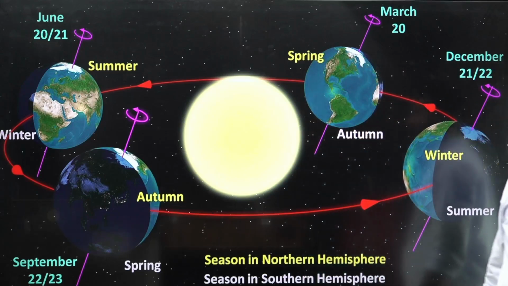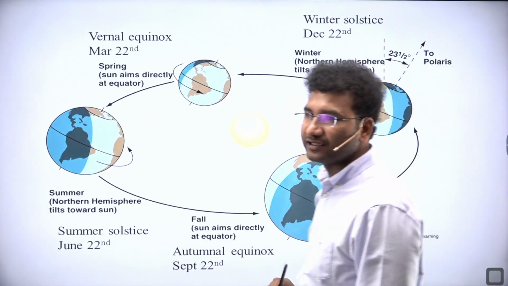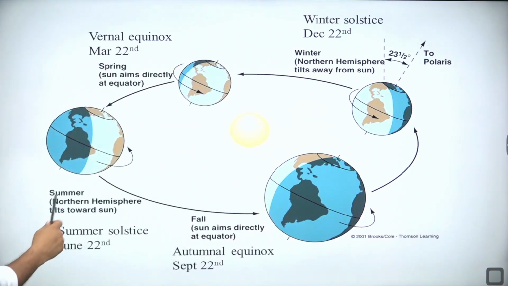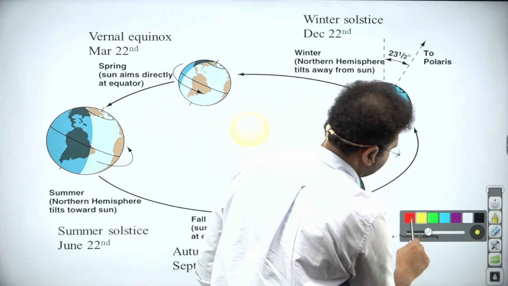So in totality, you will also have spring season and autumn season. These are the positions, right? And they are given different names. Now what are these different names? These different names are like this.